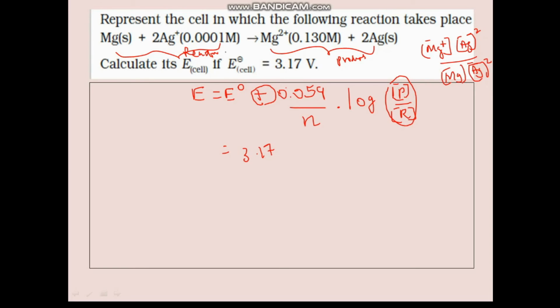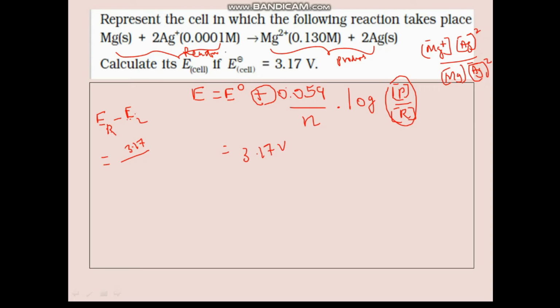Sometimes it won't be given. In those circumstances, how will you calculate? See, the cell potential can be easily calculated under standard condition by this formula, E of R minus E of L. What is this E of R? That is the reduction potential of the cathode. According to IUPAC notation, the reduction potential of the cathode is always written on the right side. By the way, what is E of L? Reduction potential at anode.